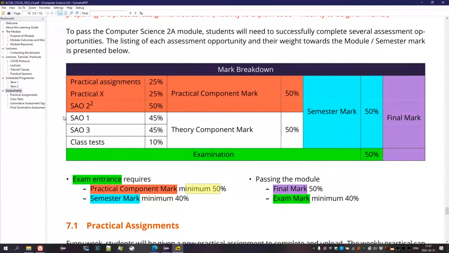If you look at this, what are two big factors? Your practical semester test and Prac X. Prac X counts as much as your weekly practicals. So that's something very important to have a look at.